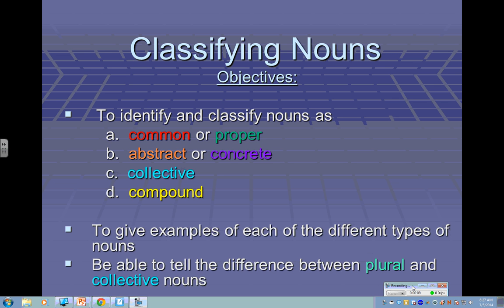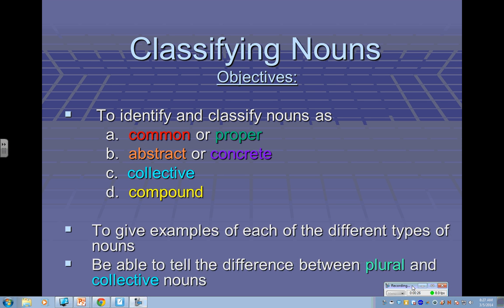Today's grammar mini lesson is going to build on your previous lesson, which was on identifying nouns, and we learned about how nouns are people, places, things, or ideas or concepts, states of being. Today, we're going to focus on different types of nouns.